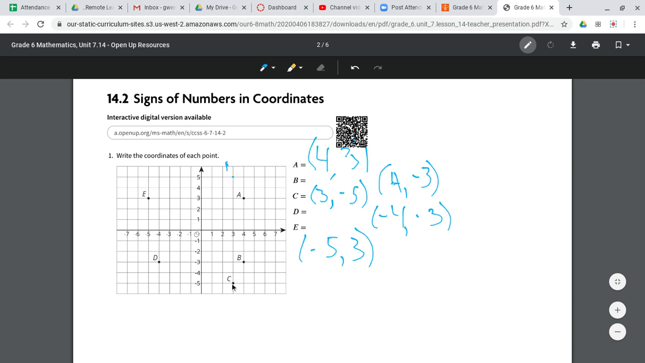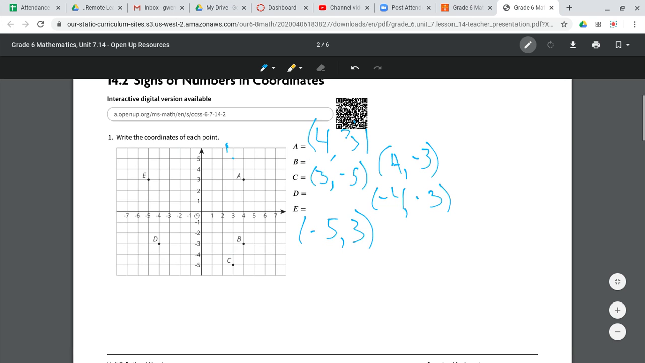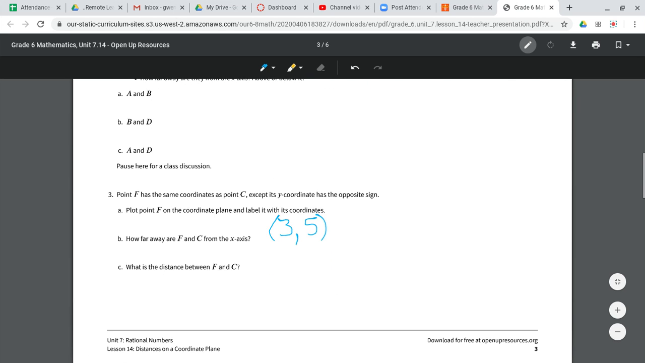So what's the distance between those? So how far are they from the x-axis, each of them? Sorry, I misspoke. They're both 5 units. Excellent. So 5 units. There we go. All right.